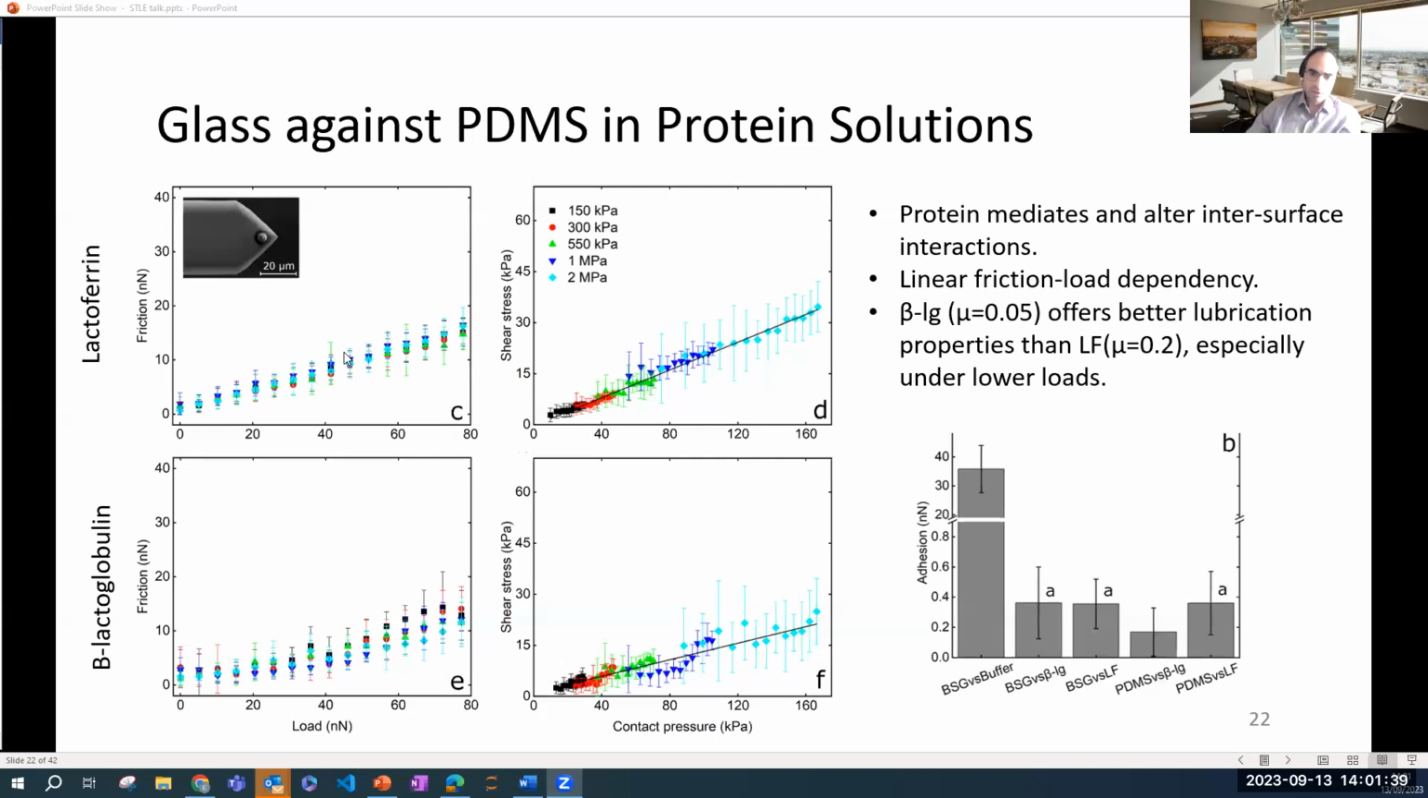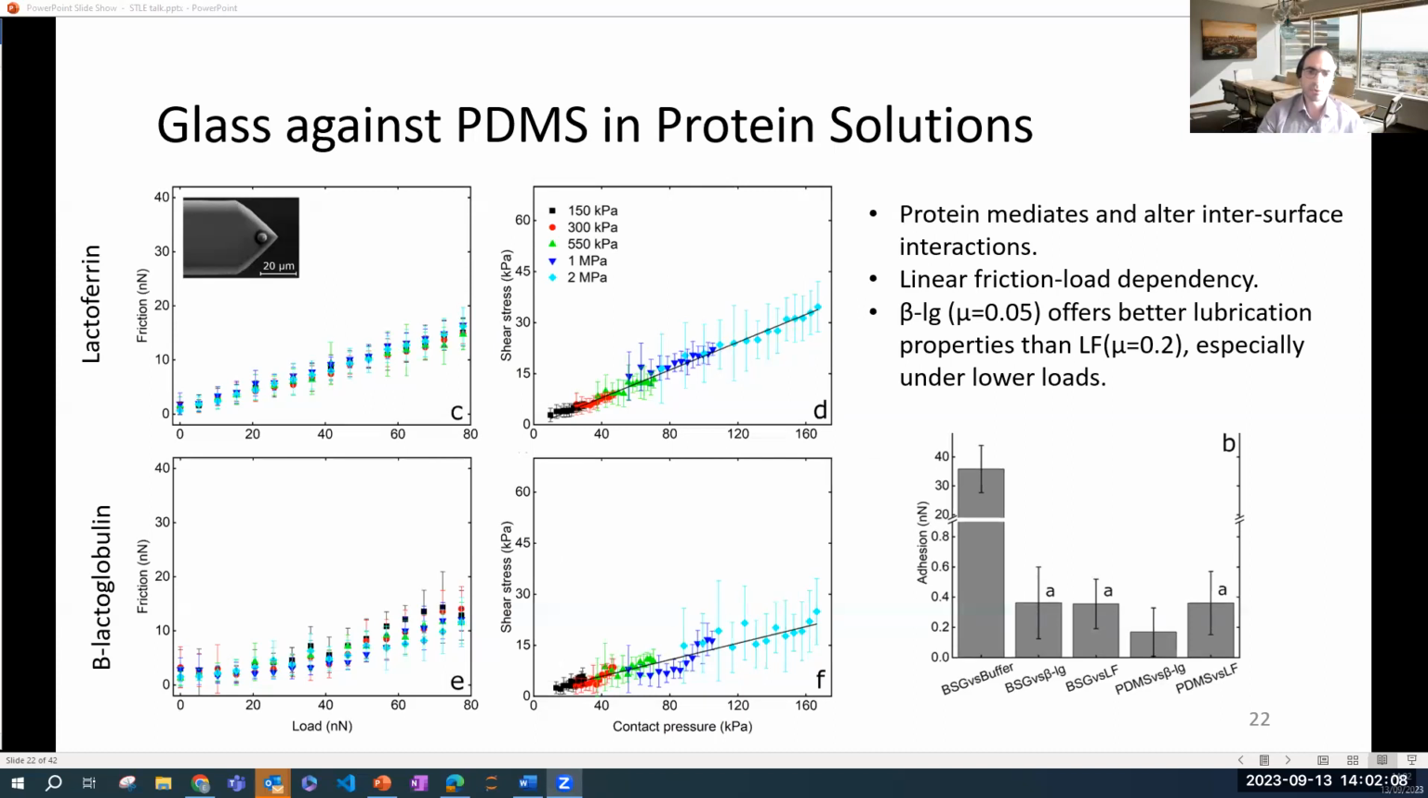For beta-lactoglobulin, friction initially increases slowly with load and has a coefficient of about 0.05, but beyond 30 nanonewton, the friction is increased to 0.20 for all surfaces. Now we plot the shear stress by the contact pressure, so we can rule out the effect of deformation on our data, and we observe that deformation does not affect the frictional properties of these systems.